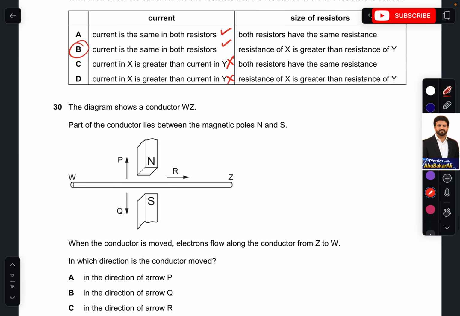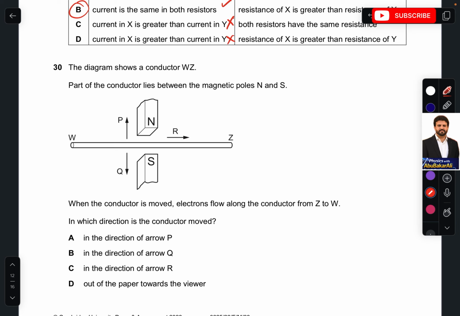Moving forward, question 30. The diagram shows a conductor WZ. Part of the conductor lies between the magnetic poles north and south. When the conductor is moved, electrons flow along the conductor from Z to W. So electrons are moving this way, which means current will be taken in this direction. Why? Current is always taken in the direction of positive charge, opposite to the negative charge.